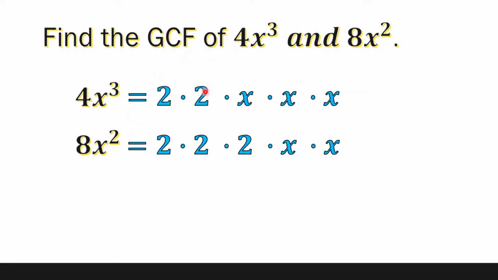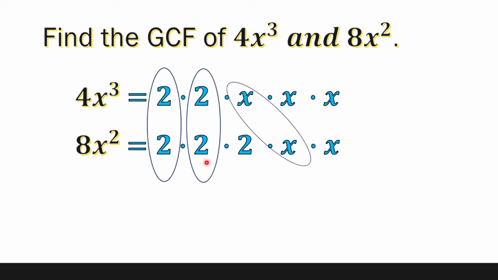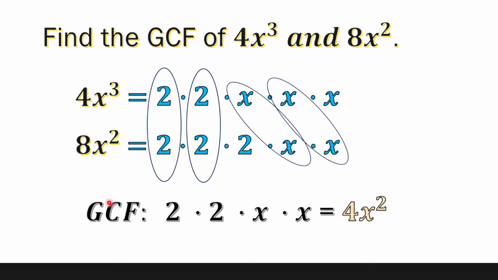So, the greatest common factor, hahanapin natin yung parehong common sa kanila. So, we have 2 here. Again, 2 dito. And si x. At si x ulit. x and 2 is not the same, so hindi sila kapatid. So, if we're going to plot it, therefore, we can conclude that GCF is 2 times 2 times x times x. And it is equal to 4x squared.